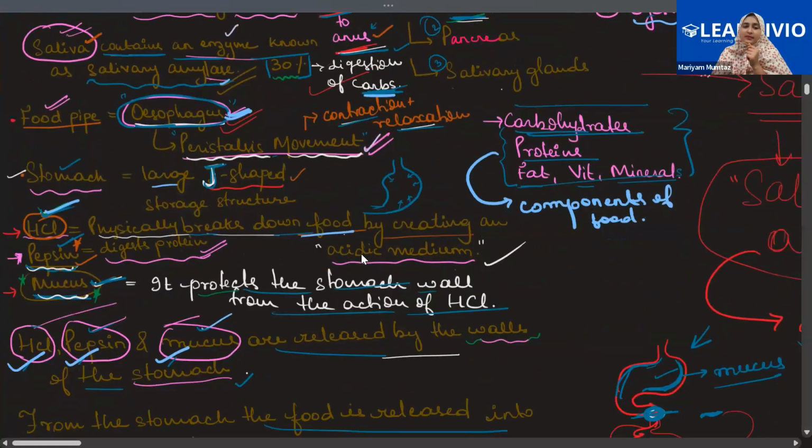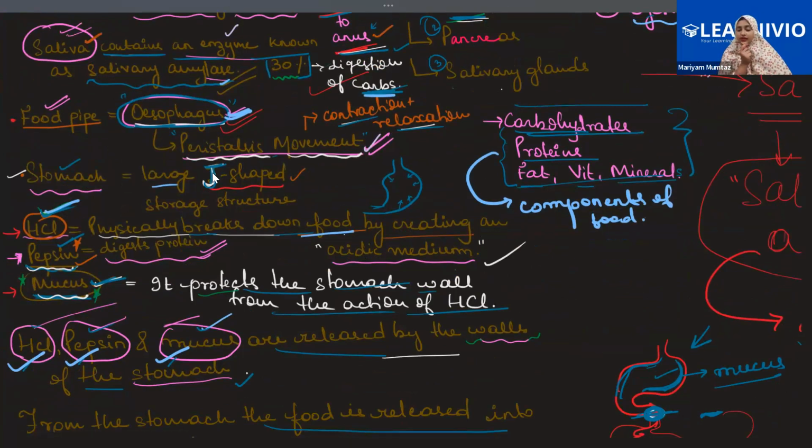When we talk about the stomach, it is a large J-shaped organ. It is a storage structure. First of all, the food that we eat gets stored in the stomach. After 3 to 4 hours, the wall of the stomach starts releasing three kinds of secretions. The first one is hydrochloric acid. Then there is pepsin. And lastly, there is mucus. Hydrochloric acid is responsible for physically breaking down the food into even smaller particles.